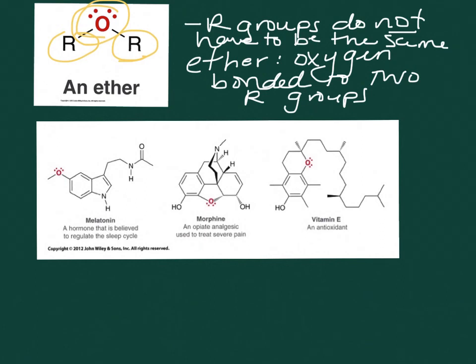And as you can see here from this figure from your book, ethers are a common functional group in natural products. So here we have melatonin, which is a hormone that's believed to regulate the sleep cycle, and here's your ether. Morphine, which is used to treat severe pain, and there's your ether. And vitamin E, which is an antioxidant, also contains an ether.